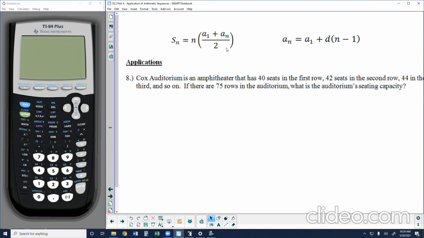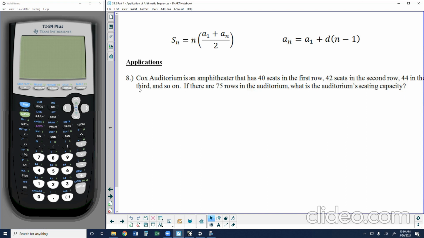I have the two formulas that we have been using for arithmetic sequences. Here on the left we have the formula for a partial sum or a series of arithmetic sequences, and here on the right we have the explicit form for any term within an arithmetic sequence. So we're going to use both of those in problem 8.